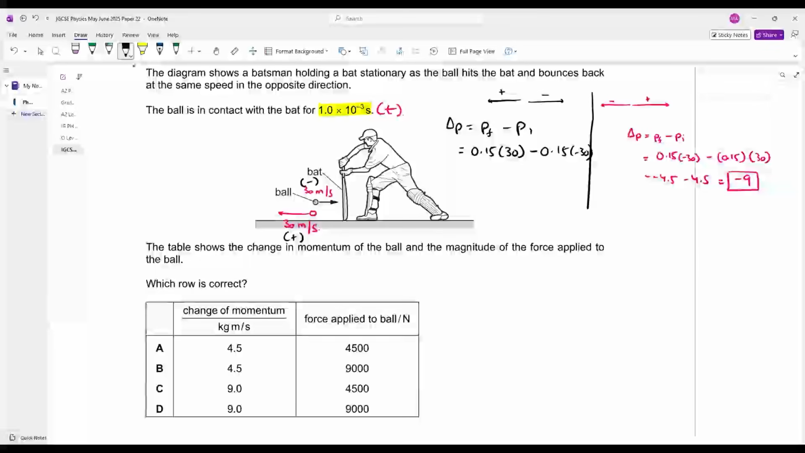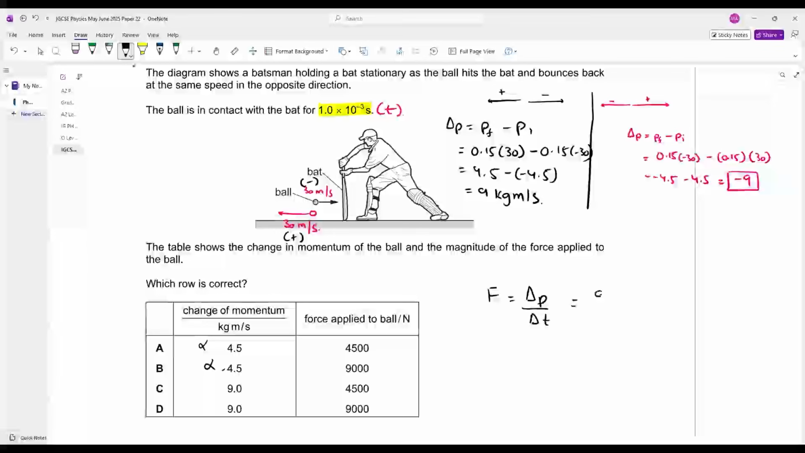0.15 negative 30. This comes out to be negative 4.5. This comes out to be 9 kg meters per second, which is your change in momentum. A will not be your option, B will not be your option. Now you have to calculate the force. How will you do that? Force is equal to change in momentum over change in time.